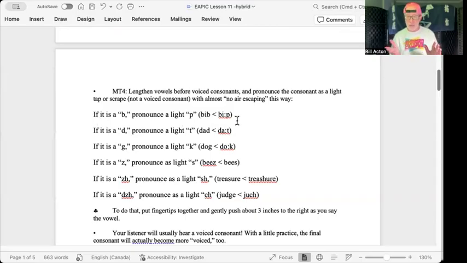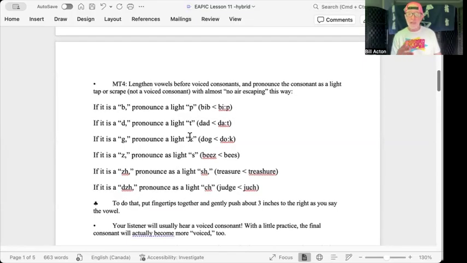So let me show you how you do that. For the word bib, you go bib. I'm using a very light P, almost a P but with no air coming out. Bib. It's not bip, it's bib. So you say a P with no air, which is very close in English to a B. Same thing for dad.